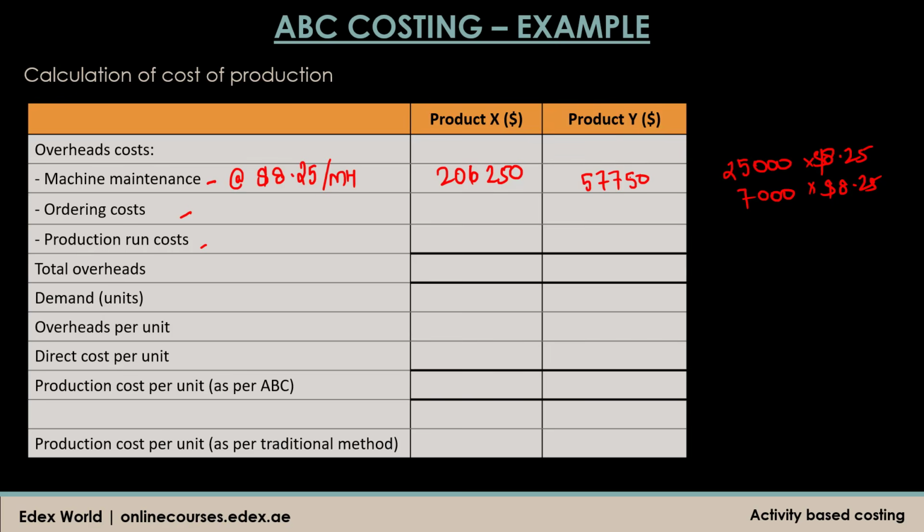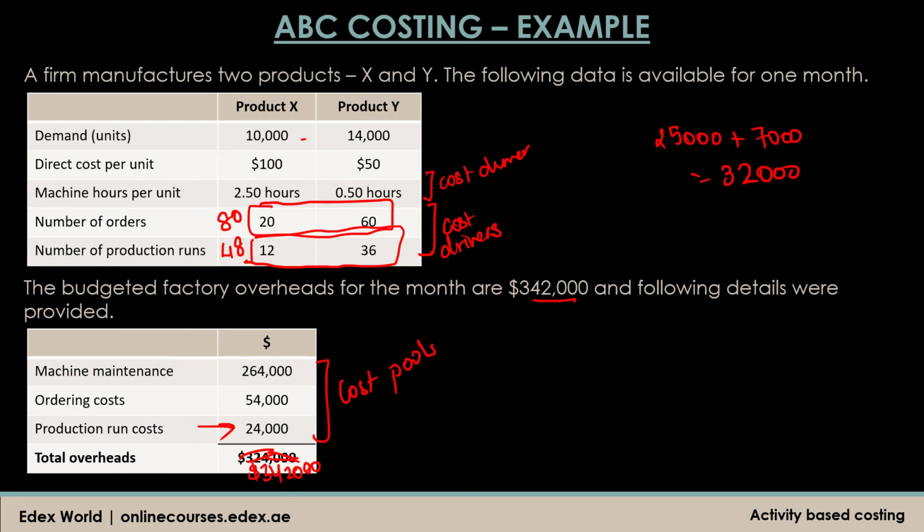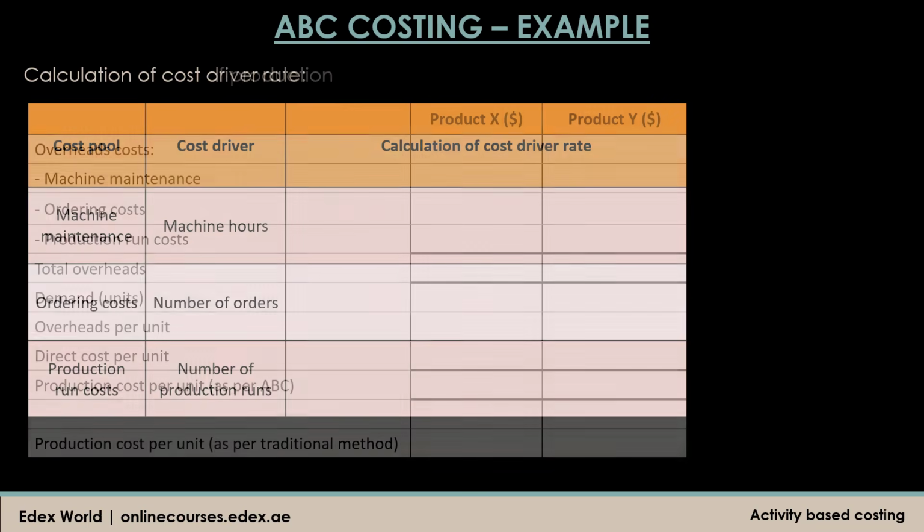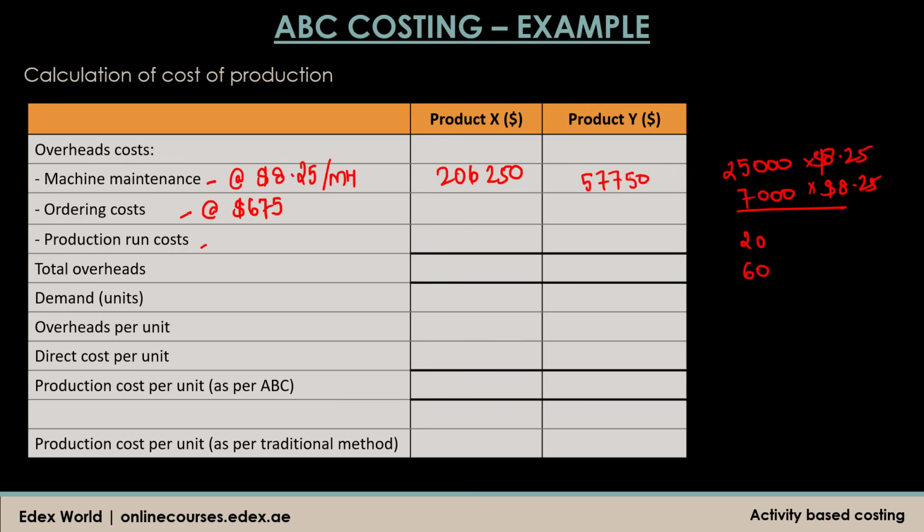Next, the ordering cost was $675 per order. If you remember, 20 orders were placed for product X and 60 for product Y. Let me just take you back to the question and show you here. 20 and 60 for product X and product Y, number of orders. So when the 20 and 60 individually are multiplied by the cost driver rate, which is 675, we get 13,500 as ordering cost for product X and 40,500 as ordering cost for product Y. Then production run cost, same way, was $500 per production run.